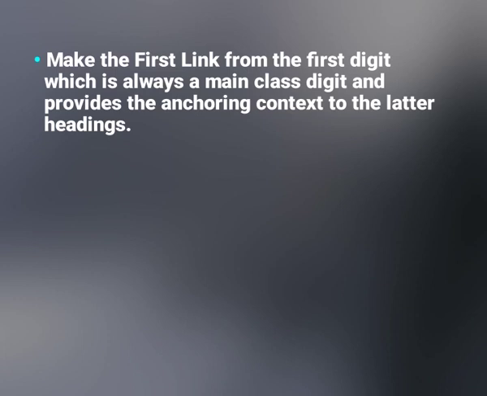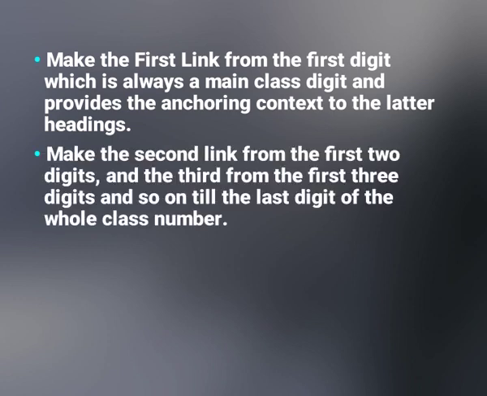So, there are different steps, and the first step is to make the first link from the first digit, which is always a main class digit, and provides the anchoring context to the later headings. Make the second link from the first two digits and the third from the first three digits, and so on, till you derive all your subject headings. So, that is how you have to follow it.